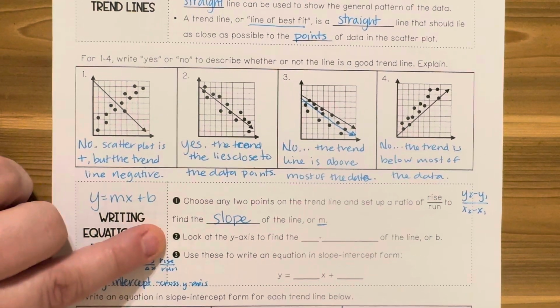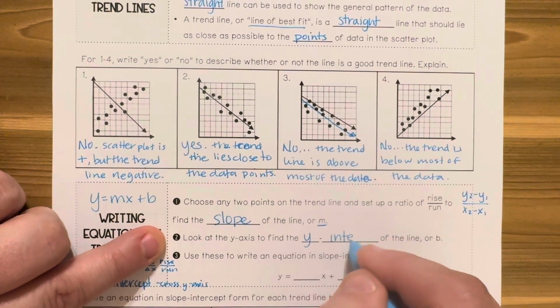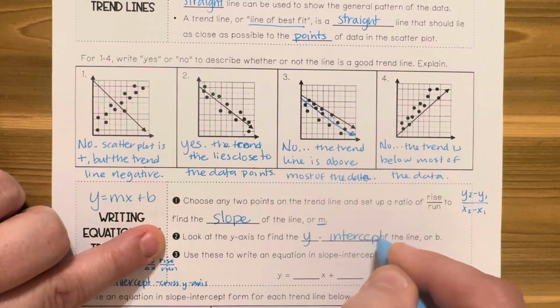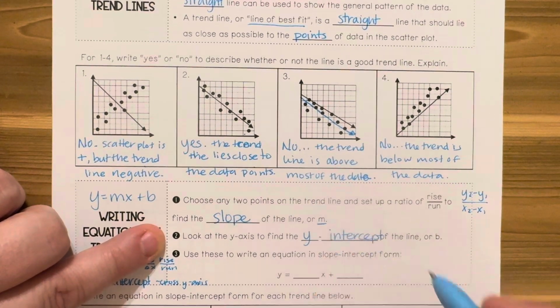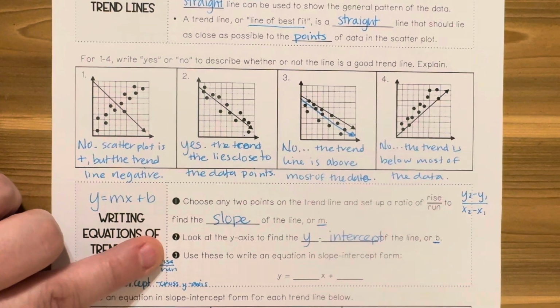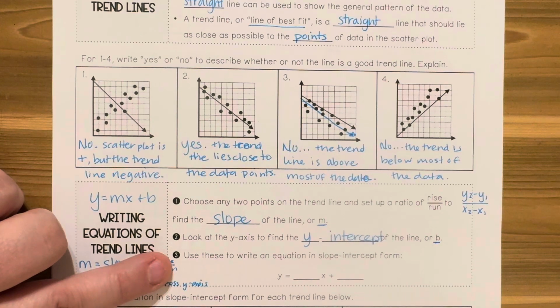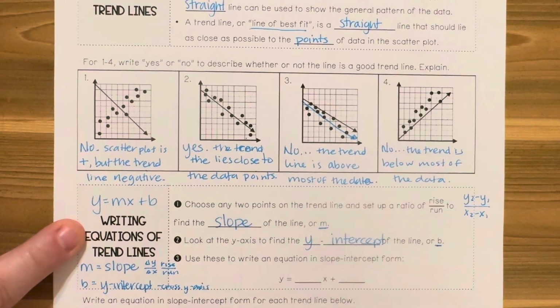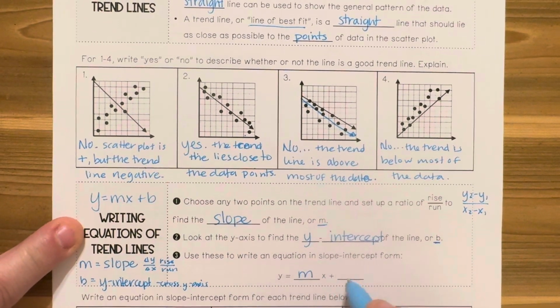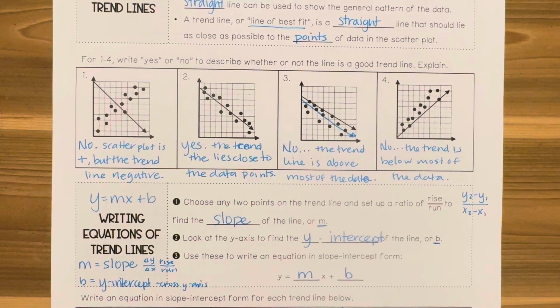Then we're going to look at the y-axis to find the y-intercept of the line, or b in our equation, right? Use these two to write an equation in slope-intercept form. So we know that y equals mx plus b. Okay?